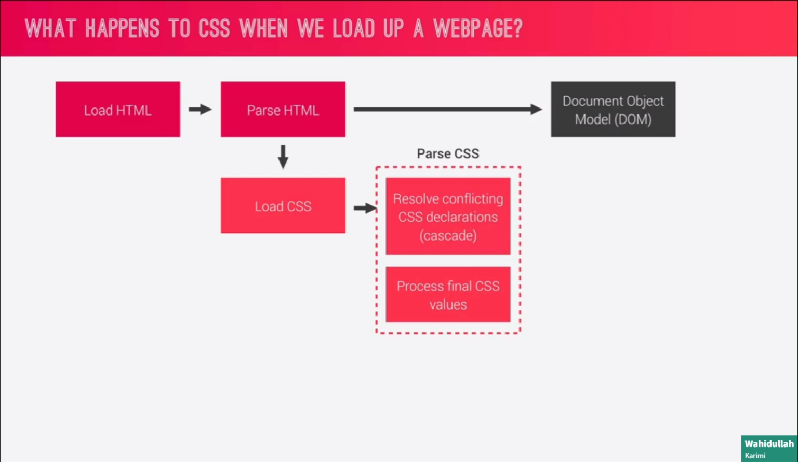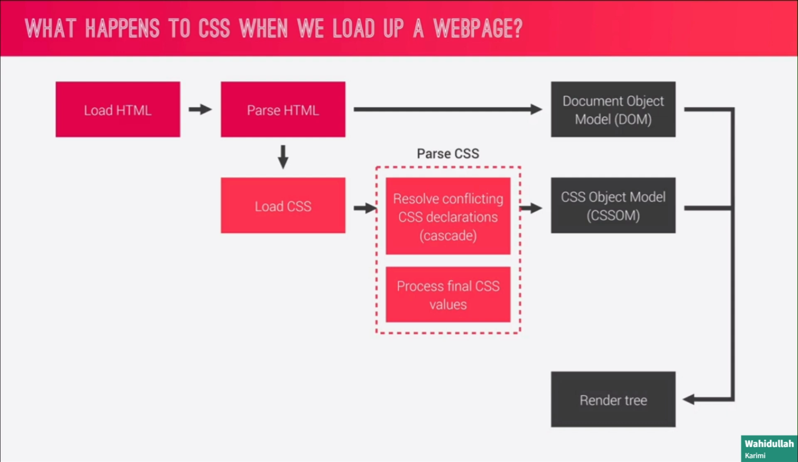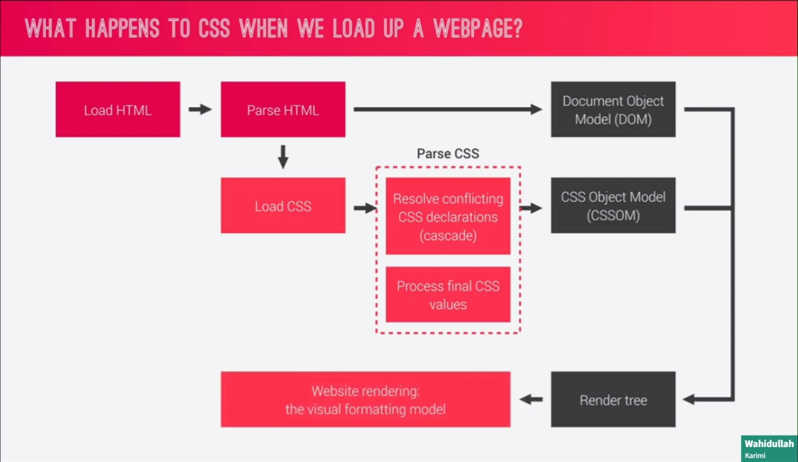And of course, I'm going to show you all of this in code as well, because that's obviously the whole point of learning all of this. Alright, now after all of this is done, the final CSS is also stored in a tree-like structure called the CSS object model, similar to the DOM. And now that we have the HTML as well as the CSS parsed and stored, these together form the so-called render tree. And with that, we finally have everything we need to render the page.